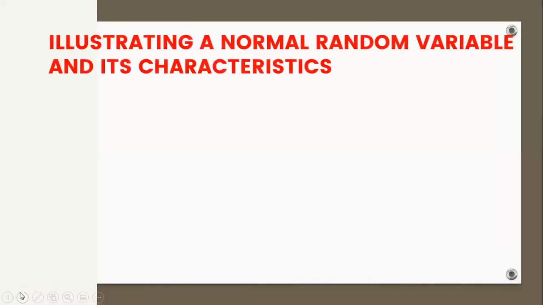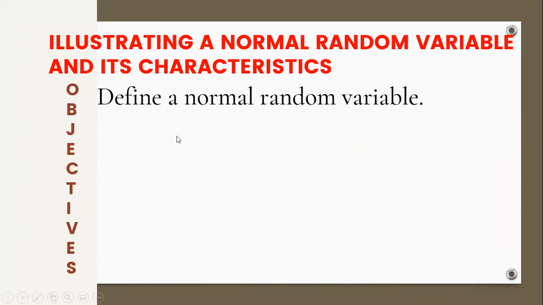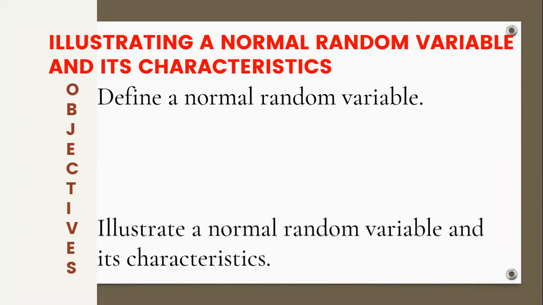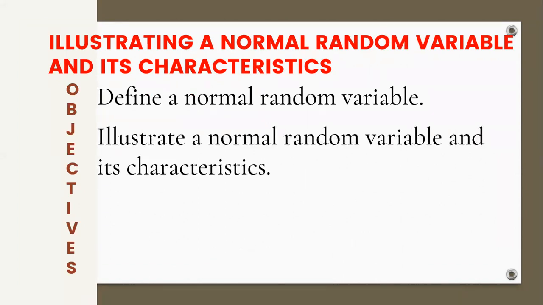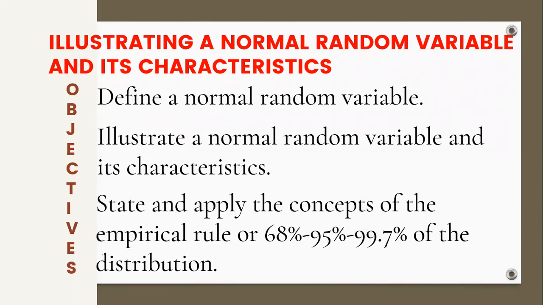just the mean. Okay. And this one is module number 10, entitled Illustrating a Normal Random Variable and Its Characteristics. This is the last topic for week 3, and here are the objectives. Define a normal random variable, illustrate a normal random variable and its characteristics, and state and apply the concepts of the empirical rule or the 68, 95, 99.7 rule of the distribution.